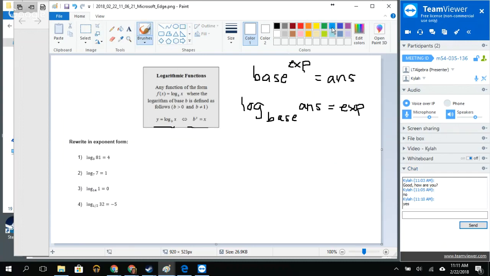So number 3, we have log base 14 of 1 equals 0. So if I rewrite it in exponential form, 14 is my base. It went to the basement to find the answer, which is raised to the exponent. So 14 to the 0 power is 1. That's how we would rewrite that. Okay.